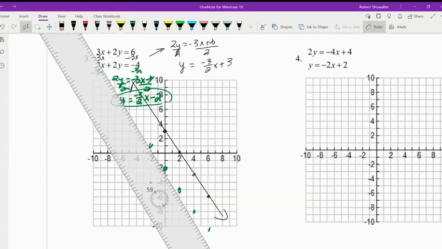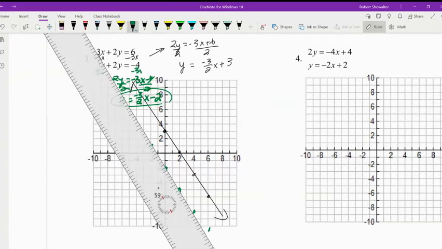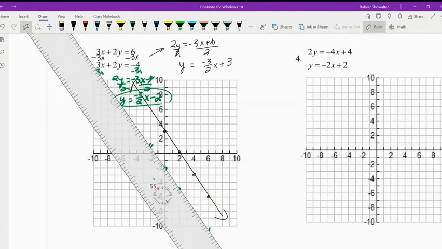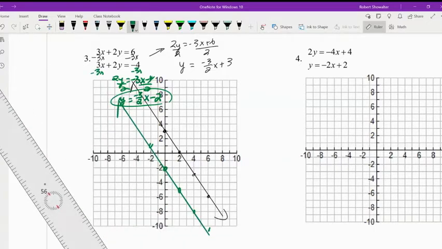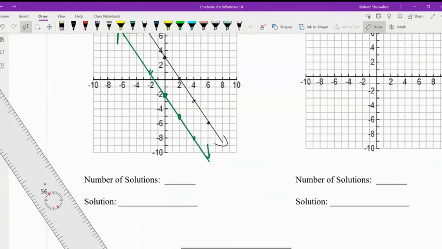And we're going to use our ruler to draw a straight line. And check it out. Oh my gosh, look at that. The slopes are the same. They don't cross. They're parallel lines. So what do we say when that's the case? We say no solution. Number of solutions, none.